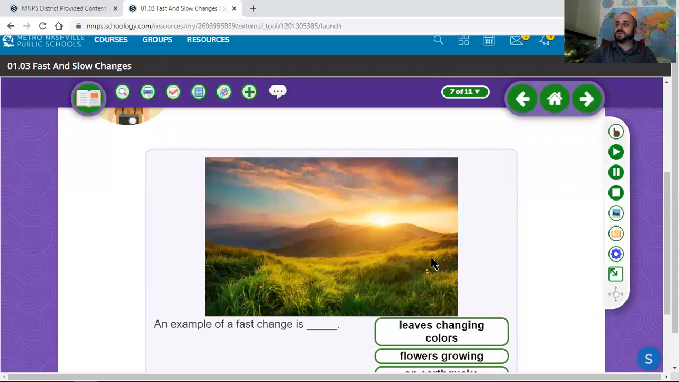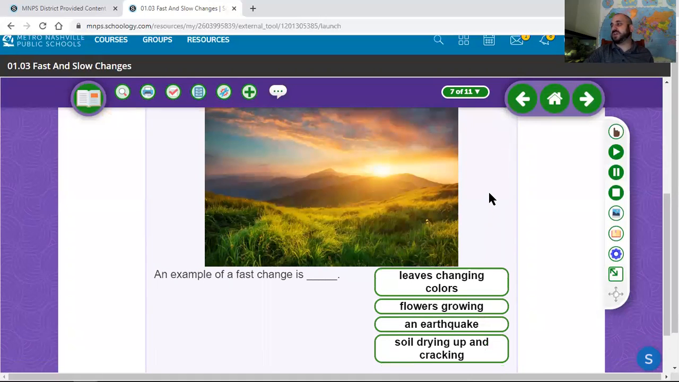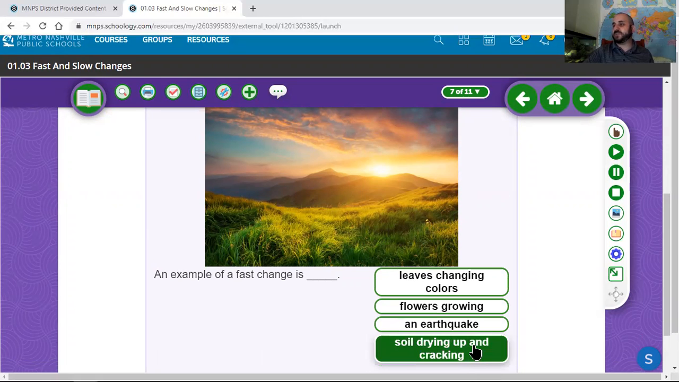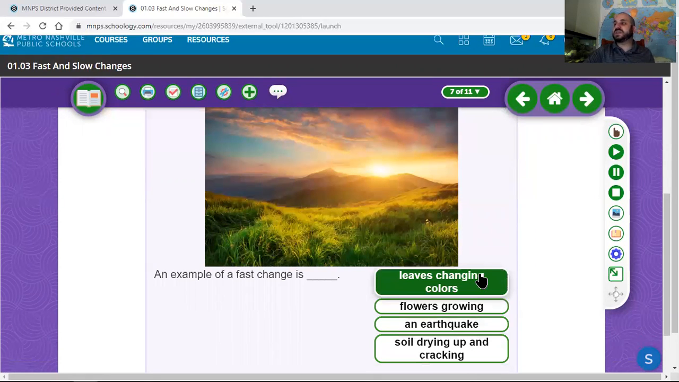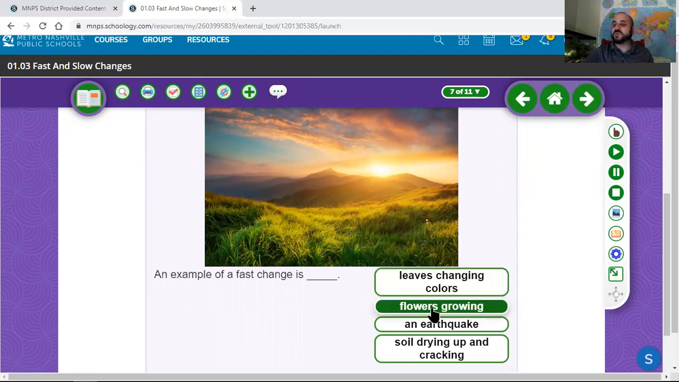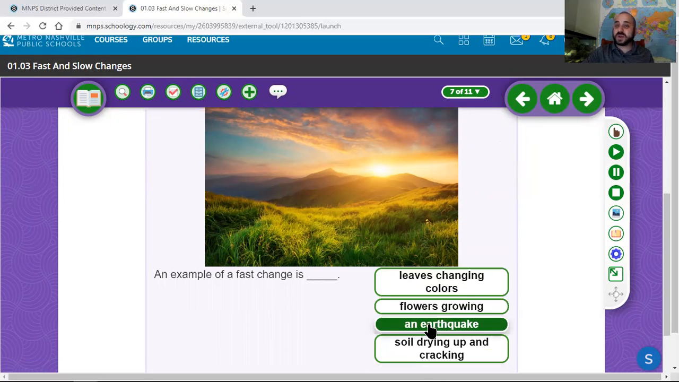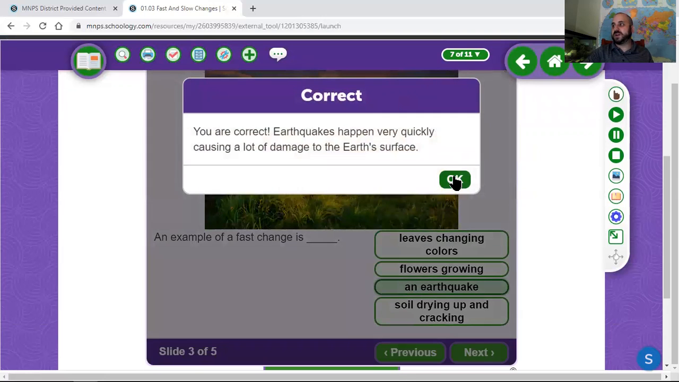Very good. All right, an example of a fast change would be the leaves changing colors, flowers growing, an earthquake, or soil drying up and cracking? So we're looking for something that's fast. I know that the leaves change colors. It takes almost a month and a half for that to happen. So that's pretty slow. Same thing for flowers growing. That can take a long time. Also, soil drying and cracking up, that will take a long time too. You might not even notice a difference from day to day. But an earthquake, that's a very fast difference. From one moment to the next, your whole world can change in an earthquake. Very good.